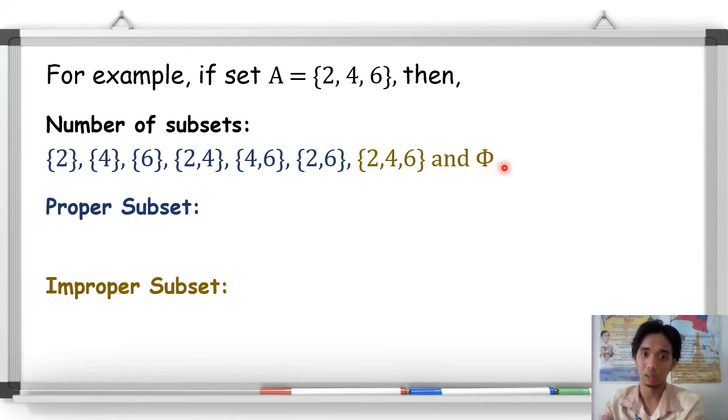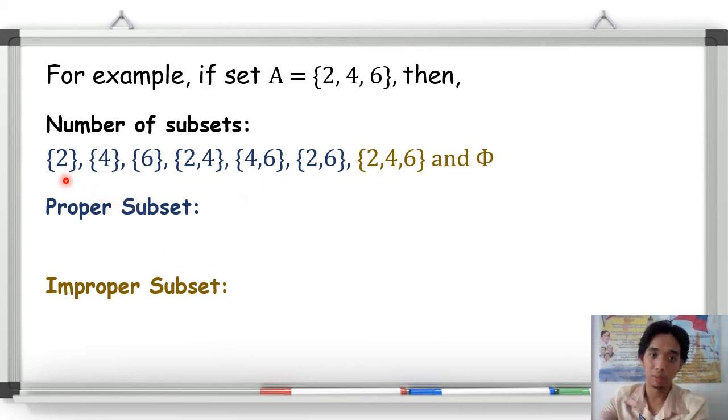So as you can see, this is all every possible combination for this set. So these are the subsets of A. And let's group them into two, the proper subset and improper subset.